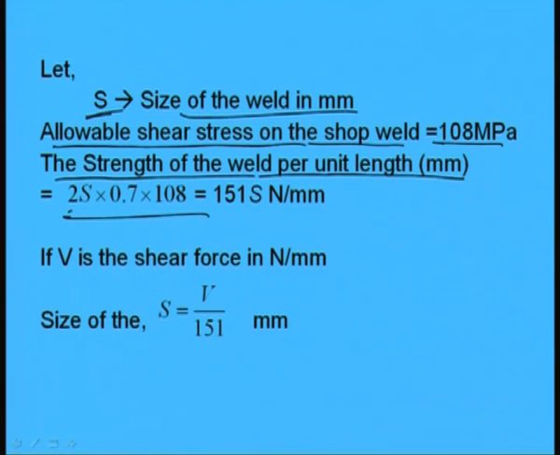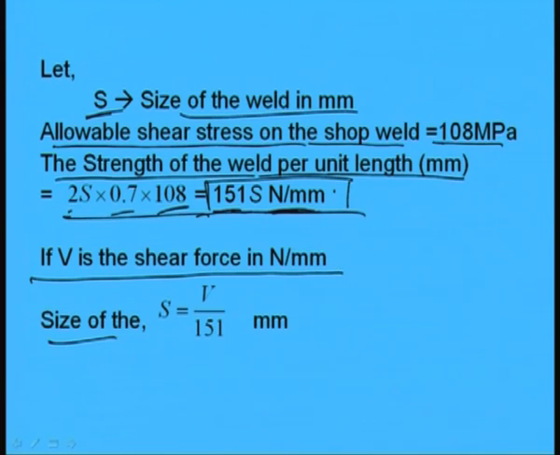right. So, 2S plus 0.7 into 108 MPa, right. So, 151 into S Newton per millimeter. So, the strength of the weld per unit length, per millimeter length, can be found out as 151 S, and if V is the shear force in Newton per millimeter, then the size will become V by 151. So, in this way we can find out the size of the weld, simply from V by 151, where V is the shear force in Newton per millimeter, meaning per millimeter length. Okay. So, in this way I can find out the size.